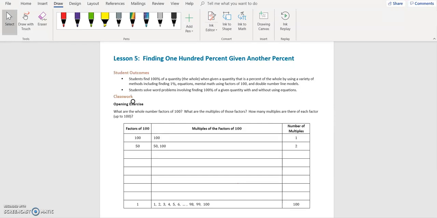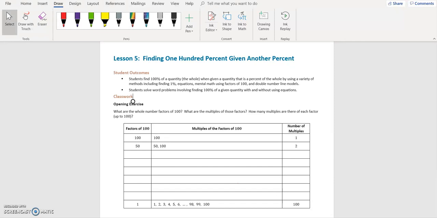Another Percent. Student outcomes. Students find 100% of a quantity, the whole, when given a quantity that is a percent of the whole by using a variety of methods, including finding 1%, equations, mental math, using factors of 100, and double number line models. Students solve word problems involving finding 100% of a given quantity with and without using equations.